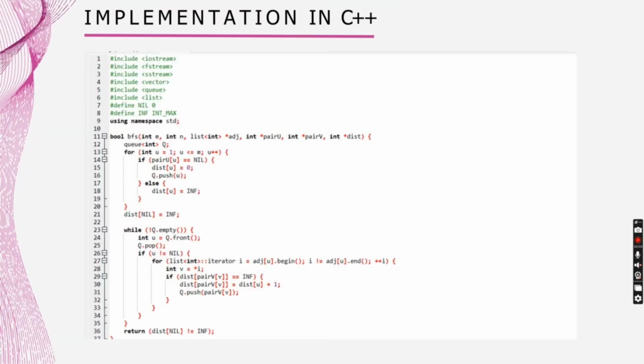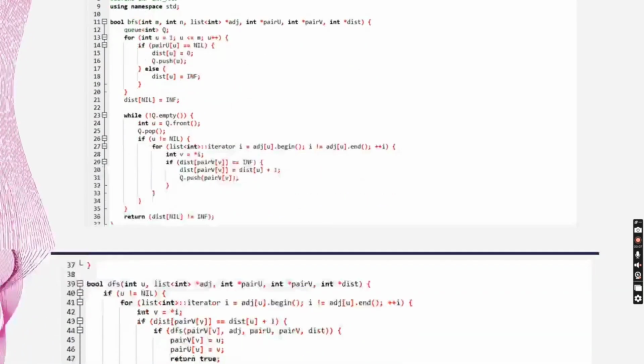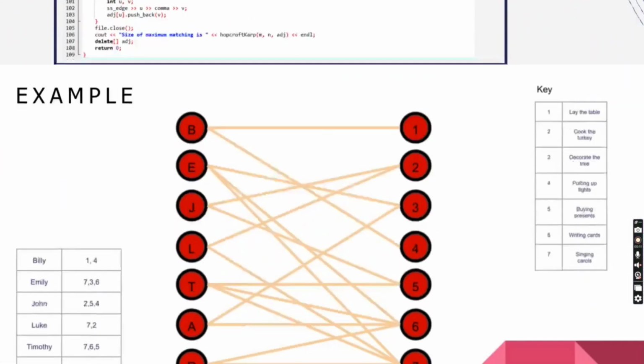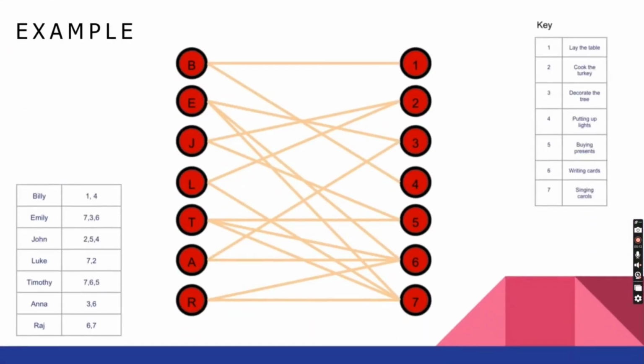Here is the C++ implementation of the algorithm. Let us see an example. Here we have taken an example for linking people to different tasks that need to be done for preparation of some festival.